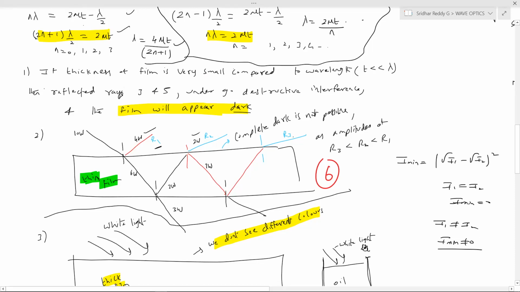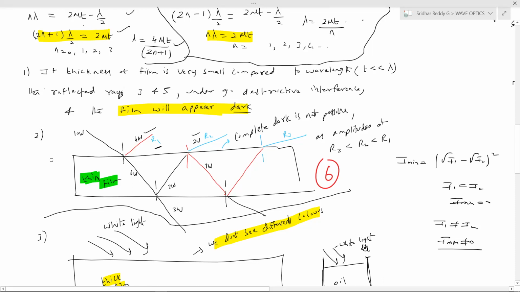Similarly, the amplitude of R3 will be a still lower value. So when superposition of R1, R2 occurs, do we get completely dark? No. Constructive and destructive interference occurs, but the intensity will not be 0, it will be non-zero. So the film appearing completely dark is practically not possible. Completely dark is not possible. That's the basic idea. Very important.